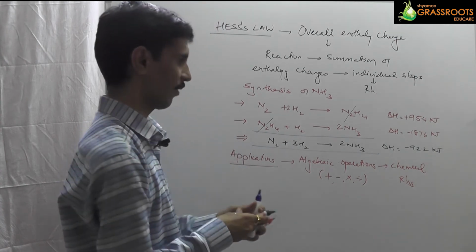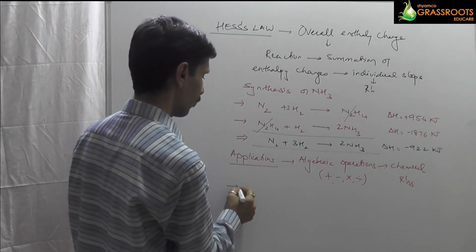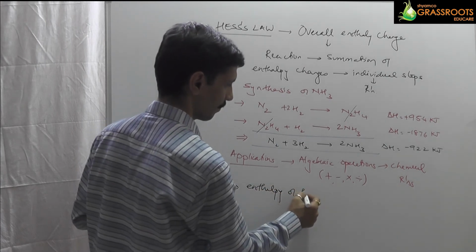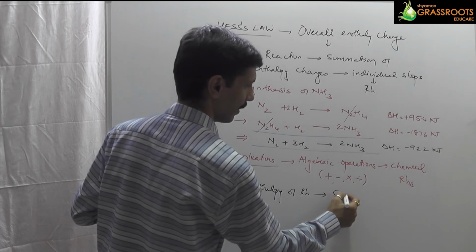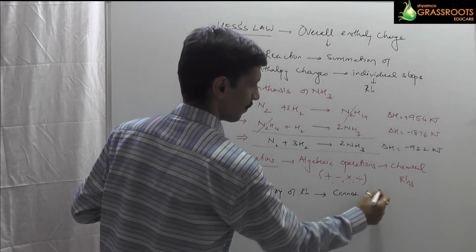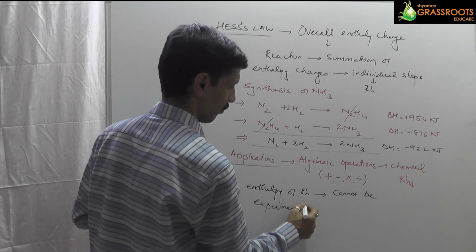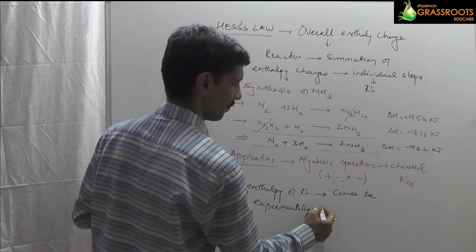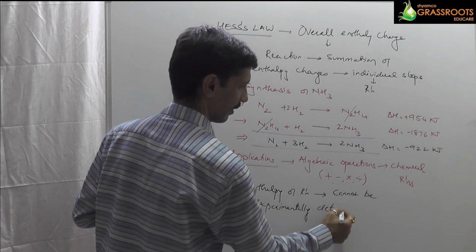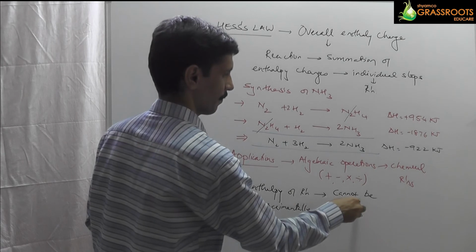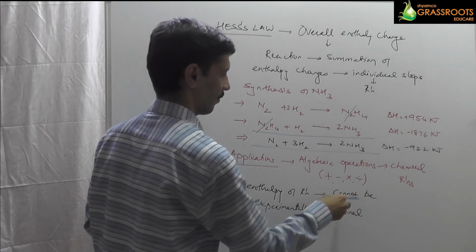The second application of Hess's Law is that it is possible to find out the enthalpy of a reaction which cannot be experimentally determined. Now this is one of the most interesting ones, which cannot be experimentally determined. Right, this is the most important phrase.